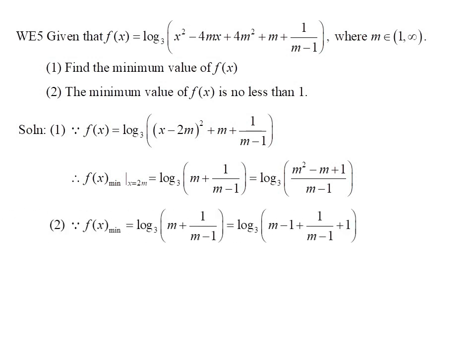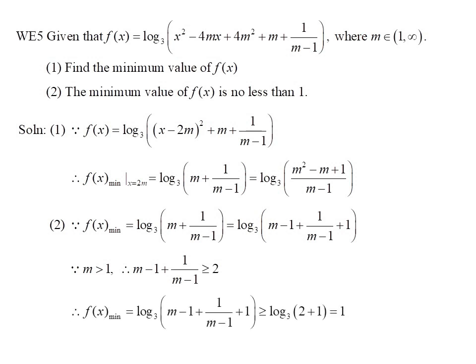As for the second question, based on the expression of its minimum value, logarithm base 3 of (m plus 1) over (m minus 1) can be written as logarithm base 3 of ((m minus 1) plus 1 over (m minus 1) plus 1). Since m is greater than 1, (m minus 1) plus 1 over (m minus 1) is greater than or equal to 2. Hence, the minimum value of f(x) is greater than or equal to logarithm base 3 of 3, which is 1.